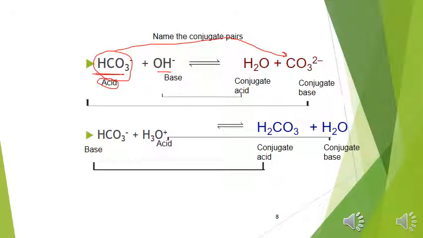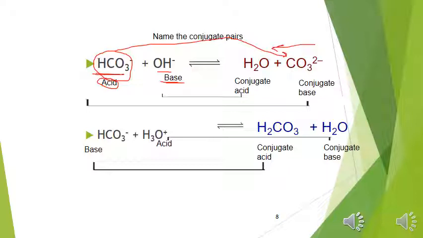Okay, that means that this guy is the base. All right, and we'll talk a little more about that in a second. Now this OH minus grabbed a hold of this H right here to form water, so it's the base. Now, this is a weak acid. You can tell by this double arrow. So that reaction must go back this way.